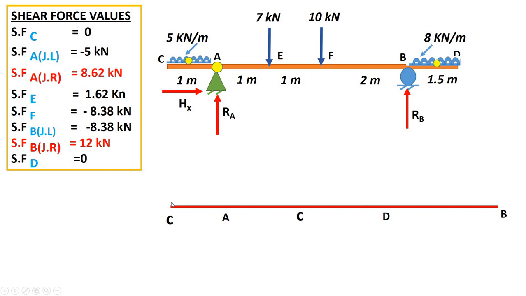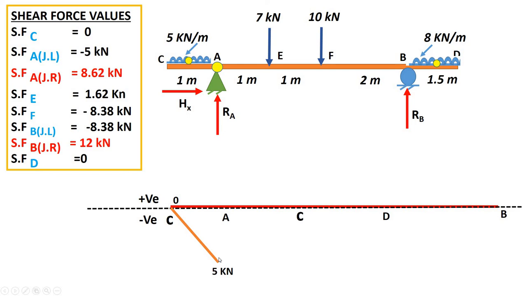Now what about this line? Above this line we have positive values and below this line we have negative values. Let us start with the C point. At C point we don't have any shear, so value is 0. Shear at A we have two values, one is minus 5, another one is 8.62. So minus 5, and in this span you have UDL, so you have to represent the same by an inclined line. So 0 to 5 inclined line, right?